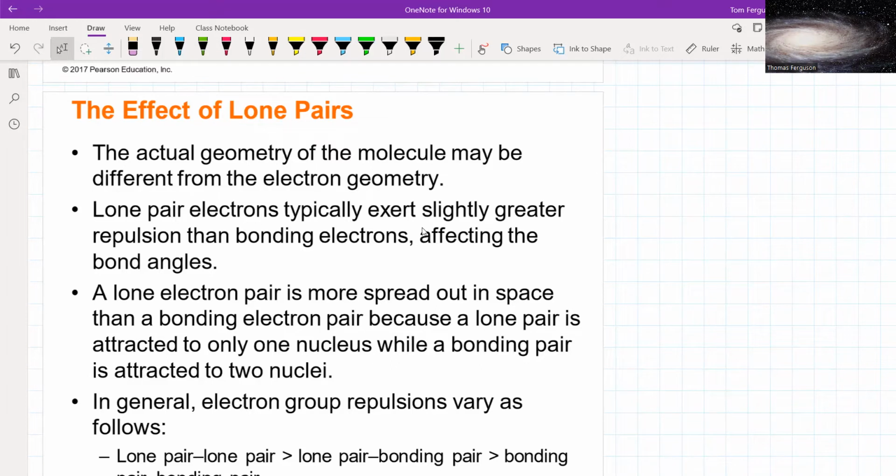Because if you're closer to the central atom, for example, with a non-bonding electron pair, the effect of the repulsion is going to be greater than if you're further away. That's why water is 104 degrees and not 109.